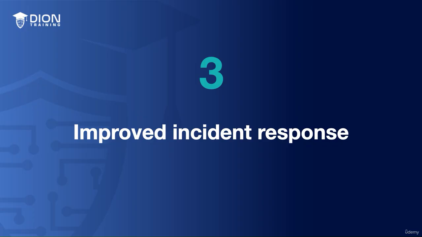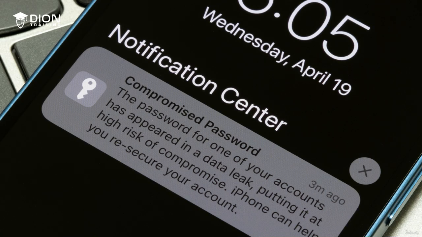Third, we have improved incident response. By providing detailed information about user behavior, our user behavior analytics tools can help our security team to respond more effectively to incidents. For example, if the system is able to detect that a user's credentials have been compromised, the security team can quickly take steps to secure the account, or the UBA tool may even be able to lock out the user account automatically and then alert the security team to investigate the potential compromise.